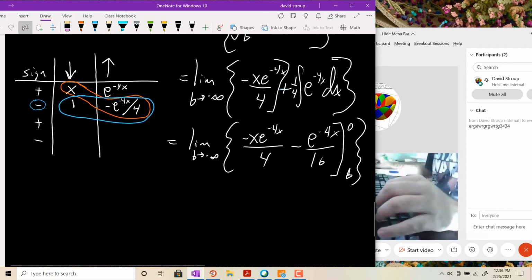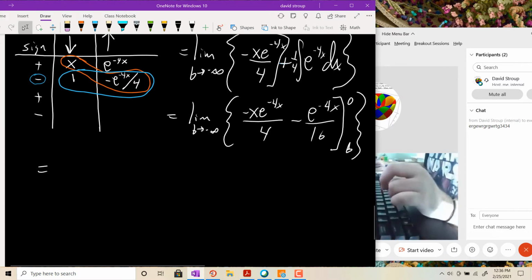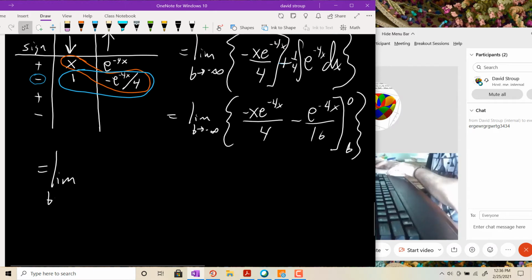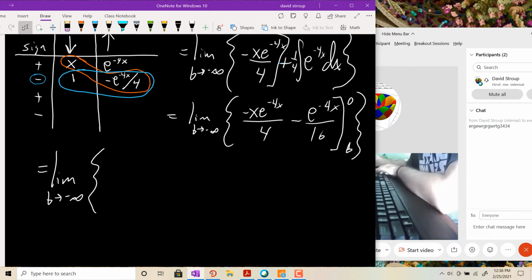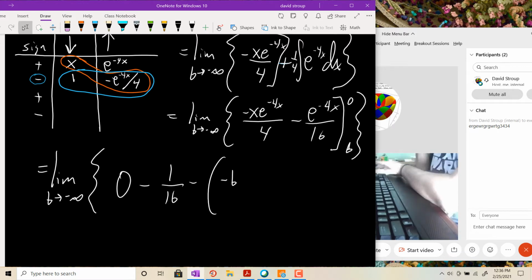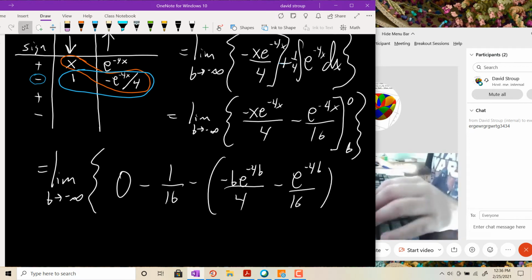That's going to be a nightmare. So plugging in 0 first, you'll have 0 times e to the 0 all over 4, that's just 0, minus e to the 0 over 16, that's 1/16. Minus, now I plug in b, so negative b e to the negative 4b all over 4, minus e to the negative 4b all over 16.